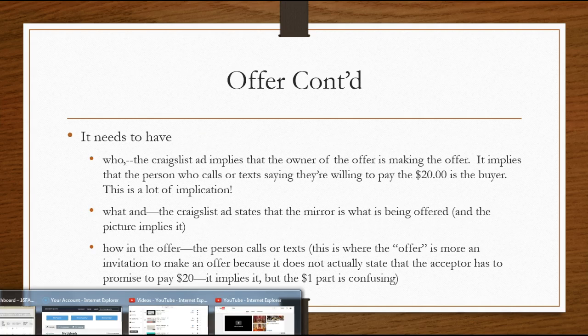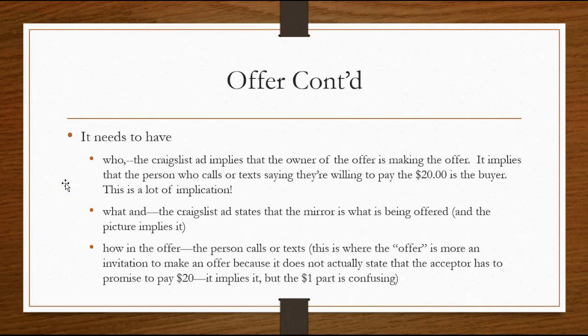All right. Okay, so in order to have a valid offer, you got to have who. Obviously in our case of the mirror, it's whoever listed the mirror, and then you if you want to buy it. What? And we've got the picture of the mirror. A picture is usually better than a written description, but it does have a written description as well, which is good to have both. And then how the offer should be accepted.